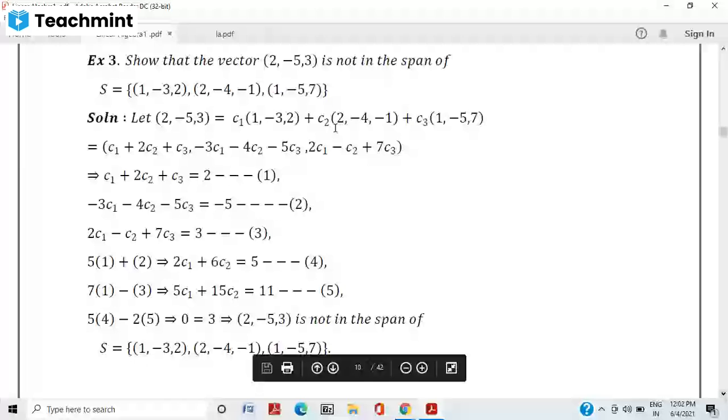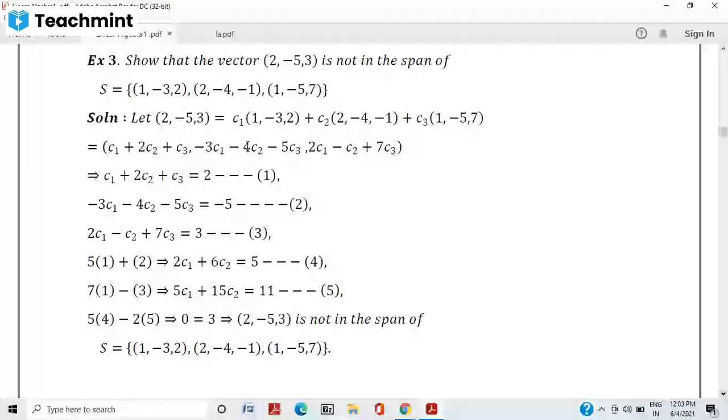Next problem: we have to show that the vector (2, -5, 3) is not in the span of (1, -3, 2), (2, -4, -1), (1, -5, 7). Not in the span means what we should show? We have to show that (2, -5, 3) cannot be written as a linear combination of the vectors in S. That means any one of C1, C2 or C3 won't exist.